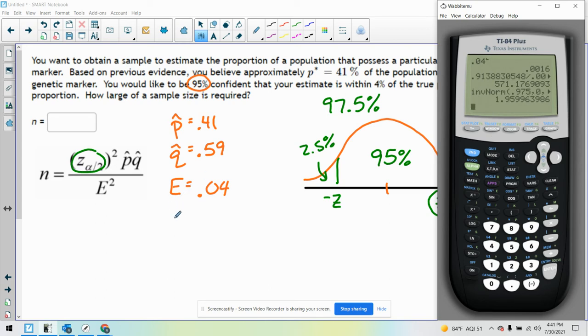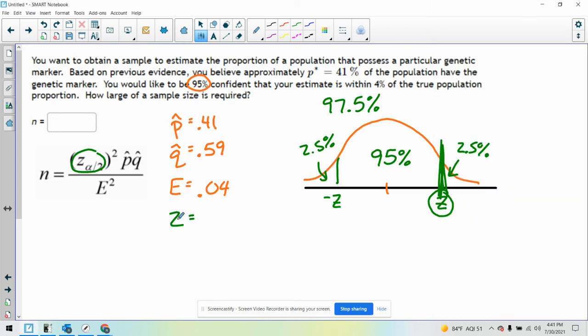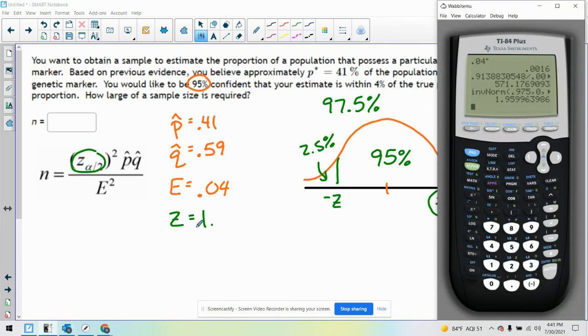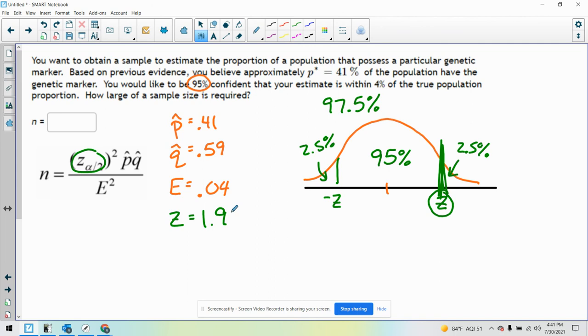So the Z value, I'm just going to write this here. Z is 1.96. Doesn't matter, I'm going to use the actual value from the calculator.